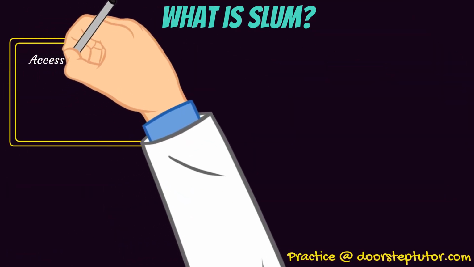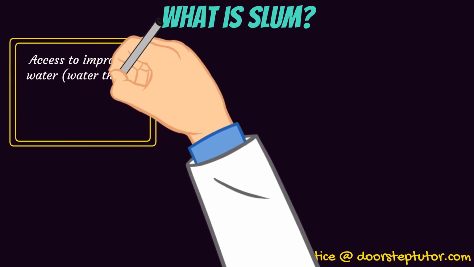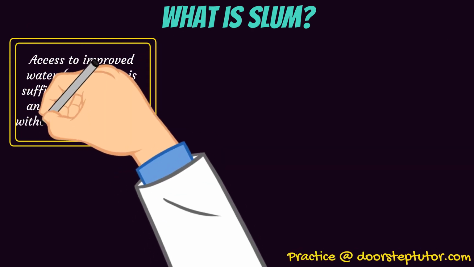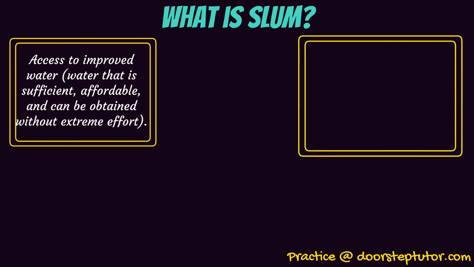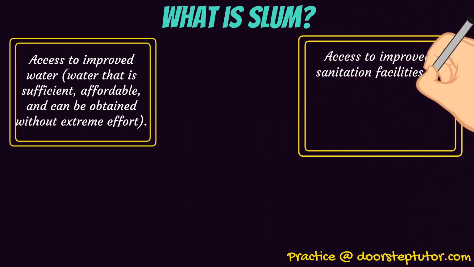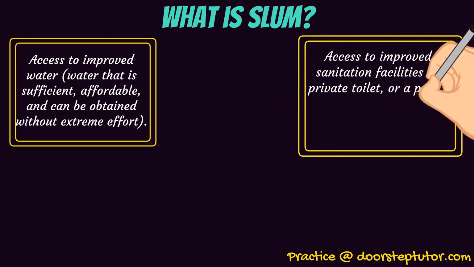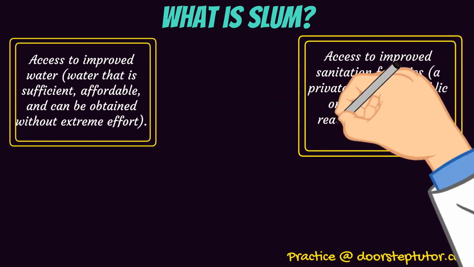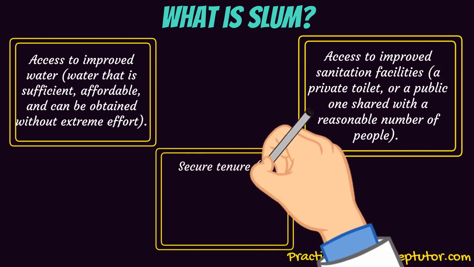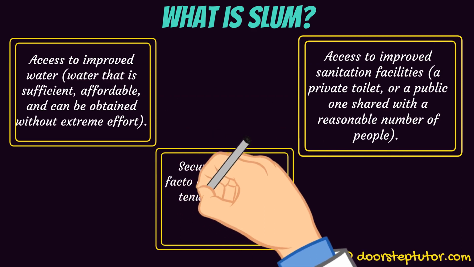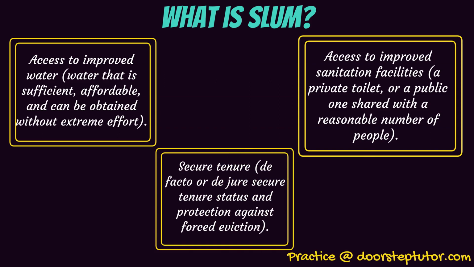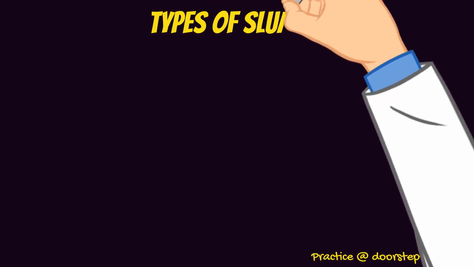Point number 3, access to improved water. Water is sufficient, affordable, and can be obtained without extreme efforts. Point number 4, access to improved sanitation facilities, that is, a private toilet or a public one shared with a reasonable number of people. Point number 5, secure tenure, de facto or de jure secure tenure status and protection against forced eviction.